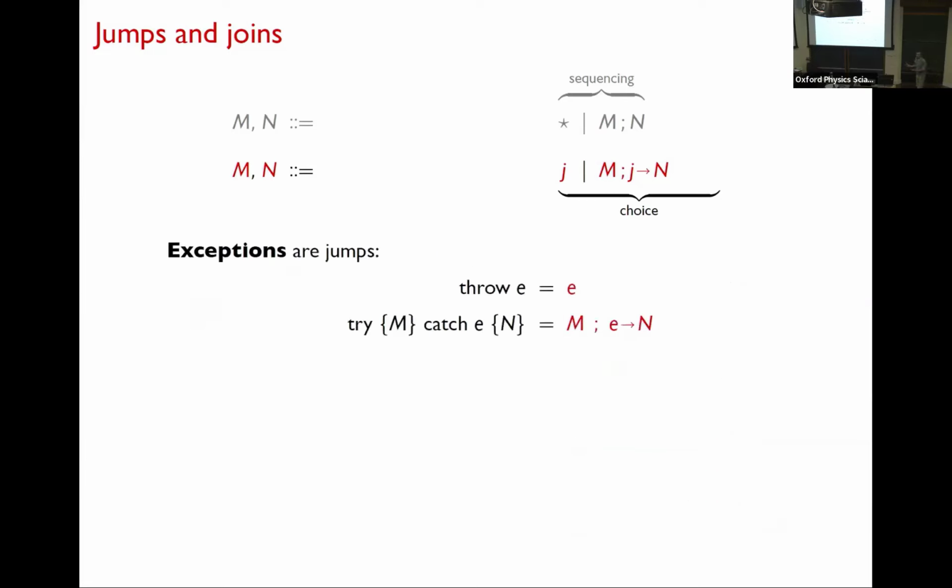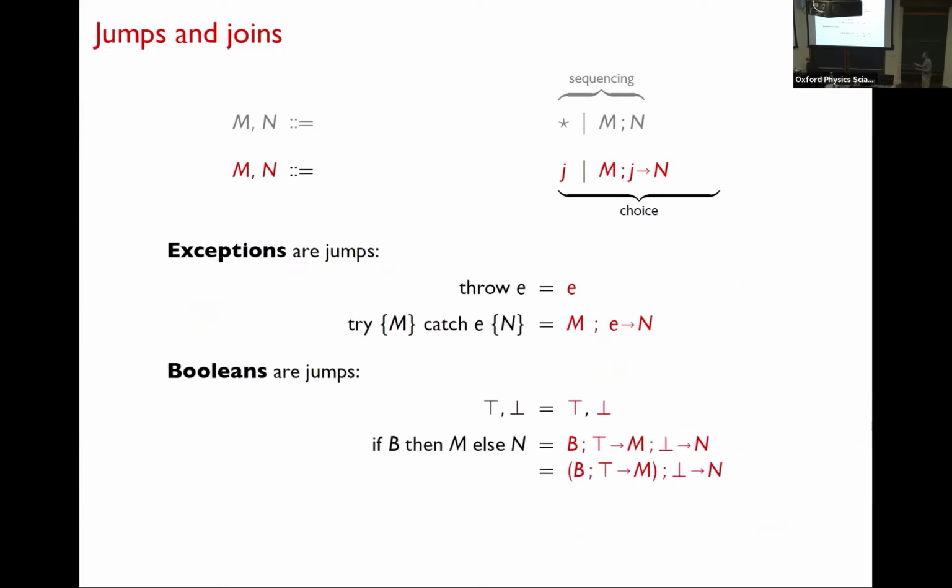What can we encode with this? Well, this is just exceptions. It is literally exceptions. Throw an exception E is just E as a jump. And try M, catch an error E with N is this. That's what we have here.